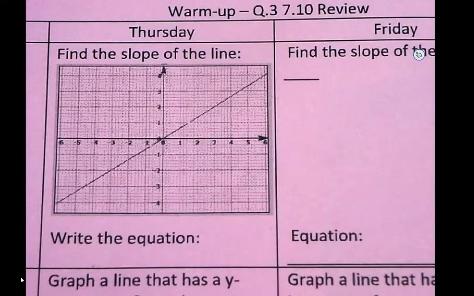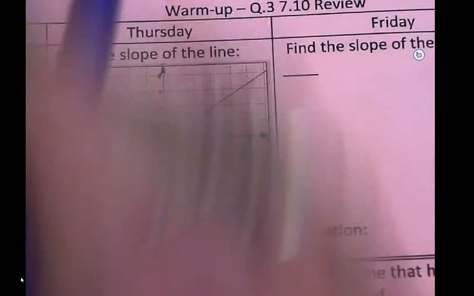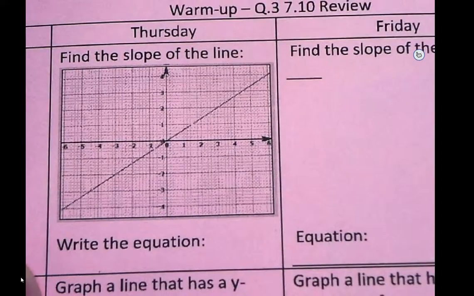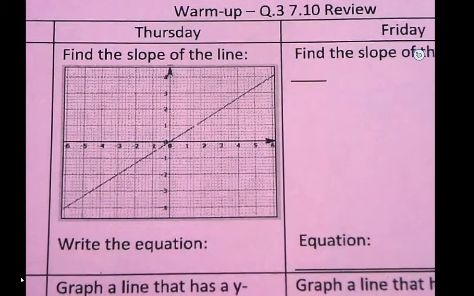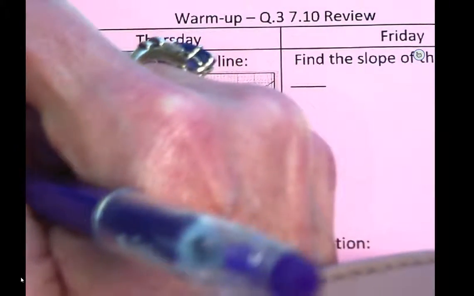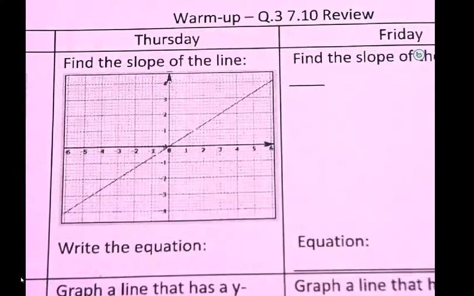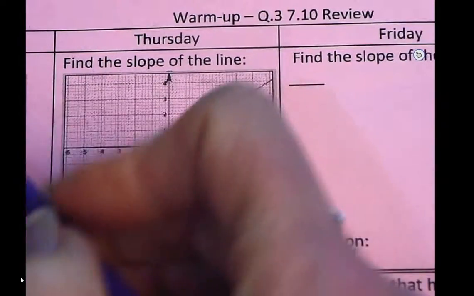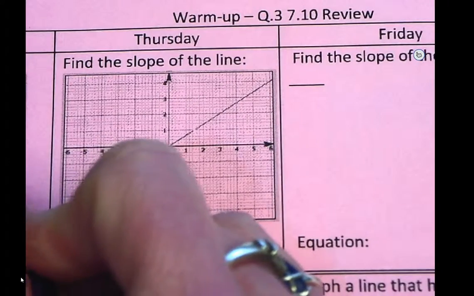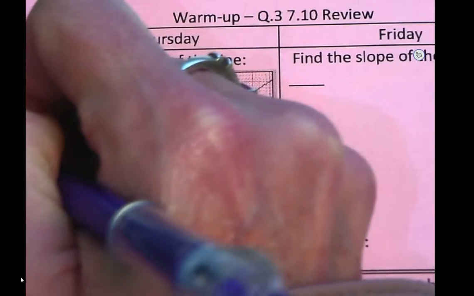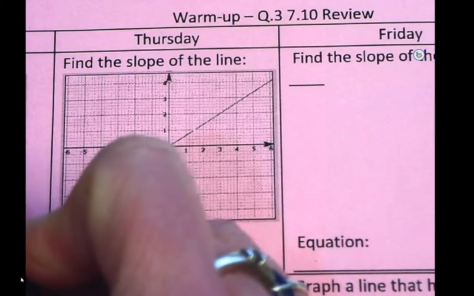All right, let's go over our warm-up. The first problem on the warm-up for Wednesday is to find the slope of the line. So to find the slope of the line, we're going to find 2 points on the line. Because this is proportional, I have my point at 0, 0. And I'm going to simply follow the line until I have another place where it intersects between two numbers. So right here.